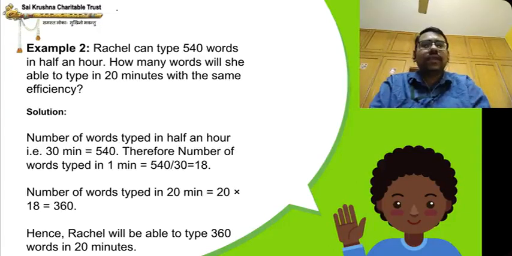In 1 minute, how many words is she typing? 30 minutes, 540 words. 1 minute, it is 540 divided by 30, which is equal to 18. Number of words typed in 20 minutes equals 20 into 18, which is equal to 360. Therefore, Rachel will be able to type 360 words in 20 minutes.